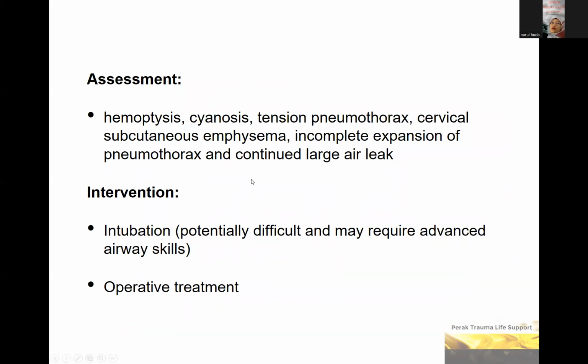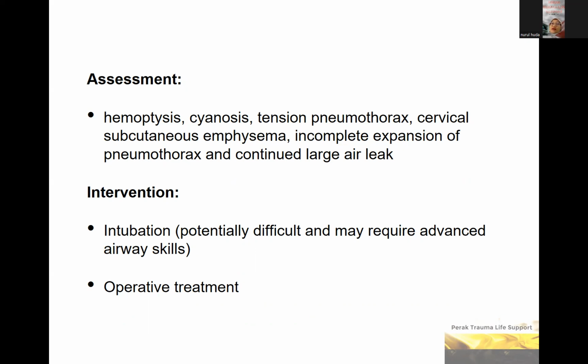Okay, so a patient with a tracheobronchial injury can present with hemoptysis, cyanosis, and they can have a tension pneumothorax. They will have subcutaneous emphysema at the cervical or upper thorax because of the air leak from the airway to the subcutaneous tissue. And when we insert the chest tube, there will be incomplete expansion of the pneumothorax, and you will see a massive or continuous air leak from the chest tube.